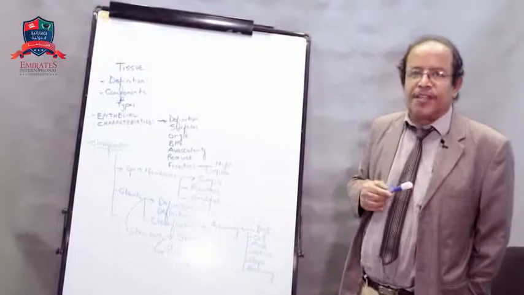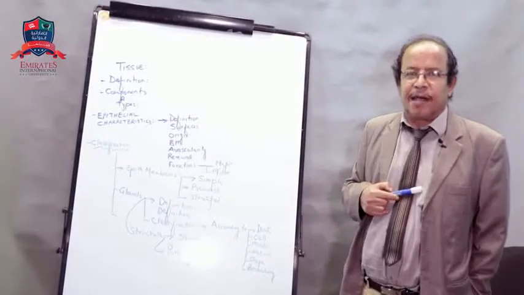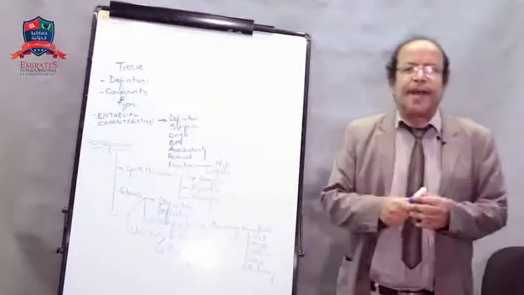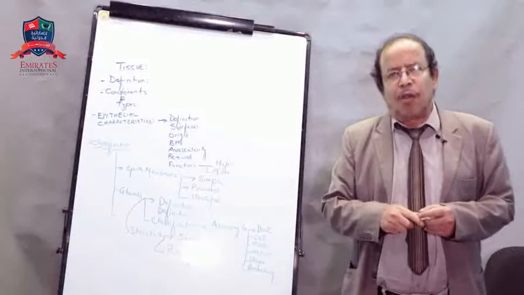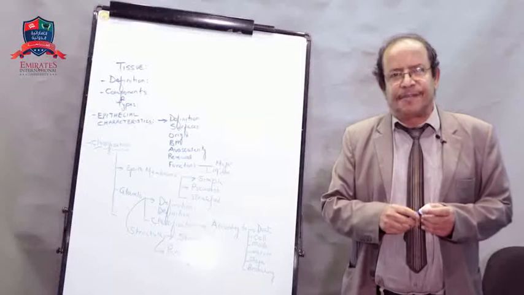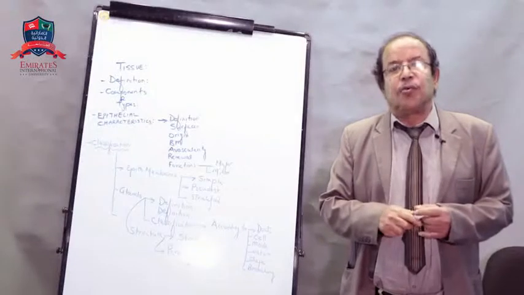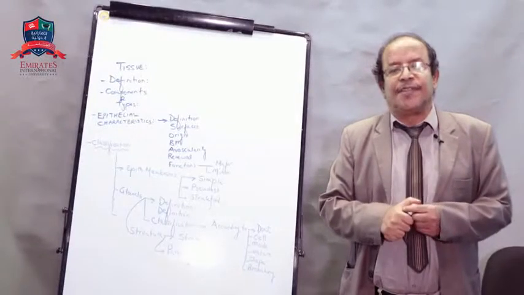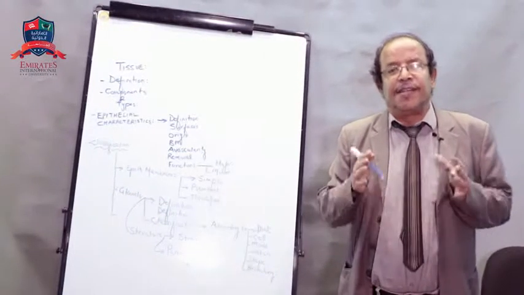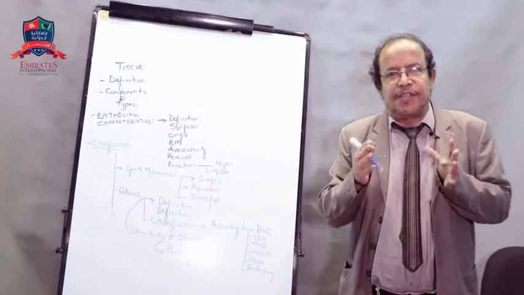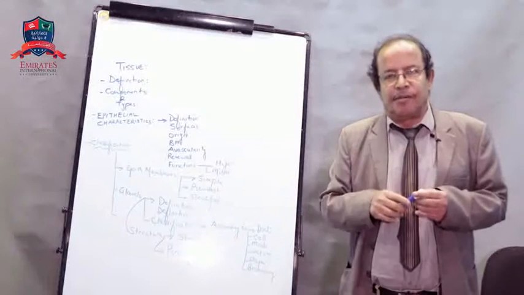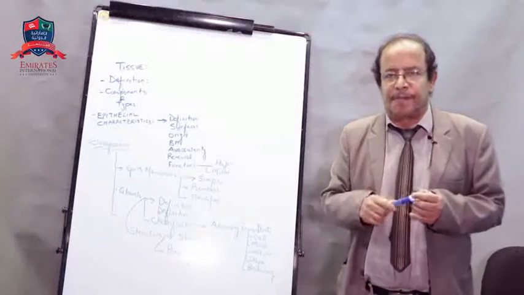Now, we have 4 basic tissues, but before that, let us ask ourselves, what are the components of a tissue? What is it made up of? Tissue is made up of cells. Two, it is made up of intercellular substances. Now, what do you understand by intercellular substance? Intercellular substances are those substances which are found between the cells. Number 3, we have fluid, or tissue fluid in particular.